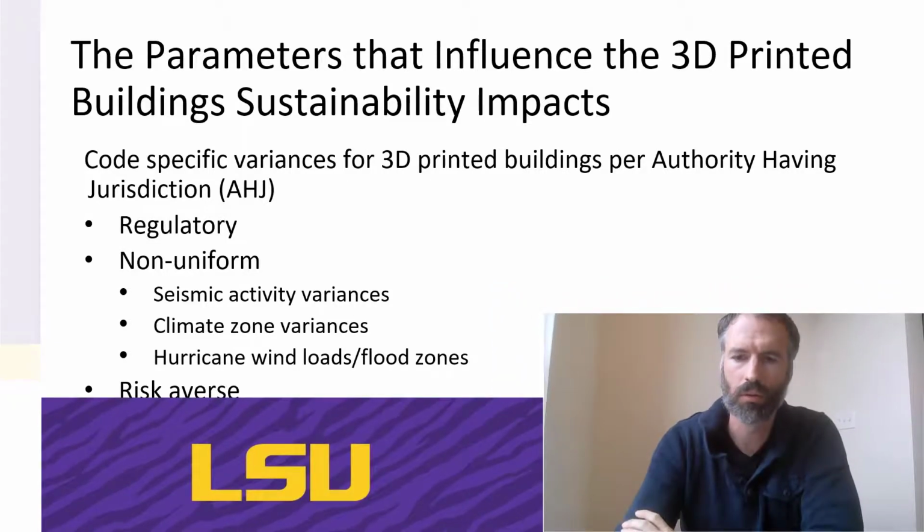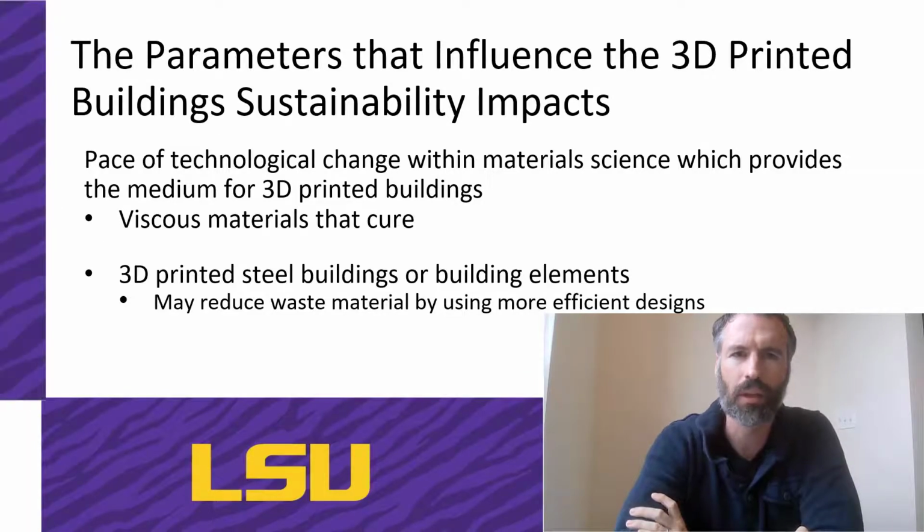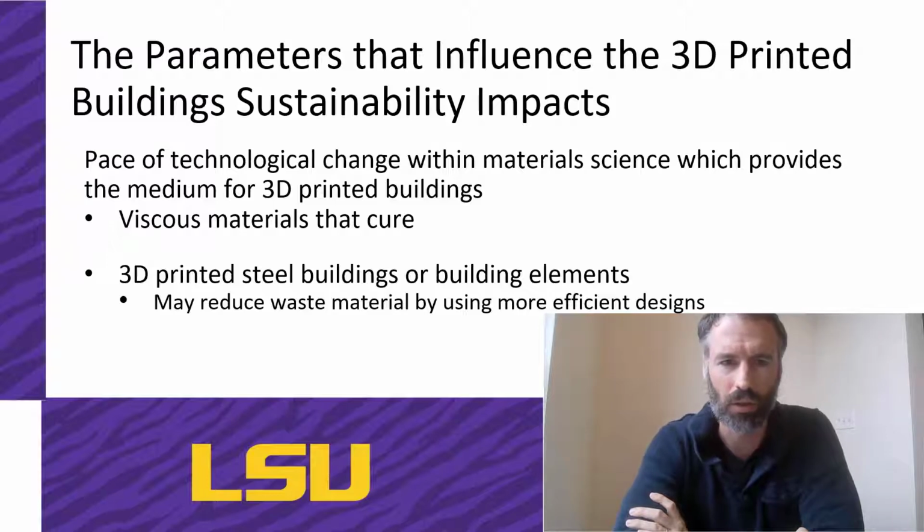The next thing I want to speak about in terms of parameter is the pace of technological change within material science. And so there are a variety of different mediums through which we might achieve a 3D printed building. The first of which I think is commonly well known and often seen when people think about a 3D printed structure, and that is using some kind of a viscous material, very like cement in nature, something that's going to cure and harden into the building fabric or building medium.